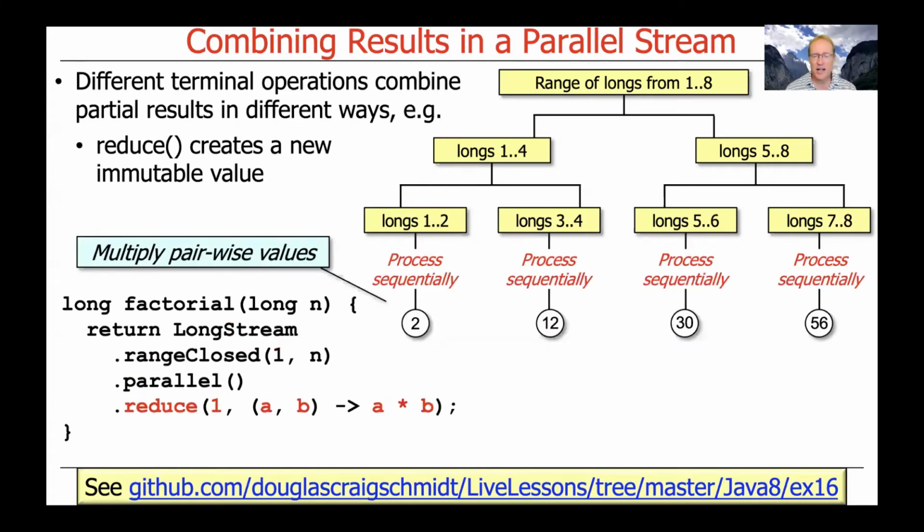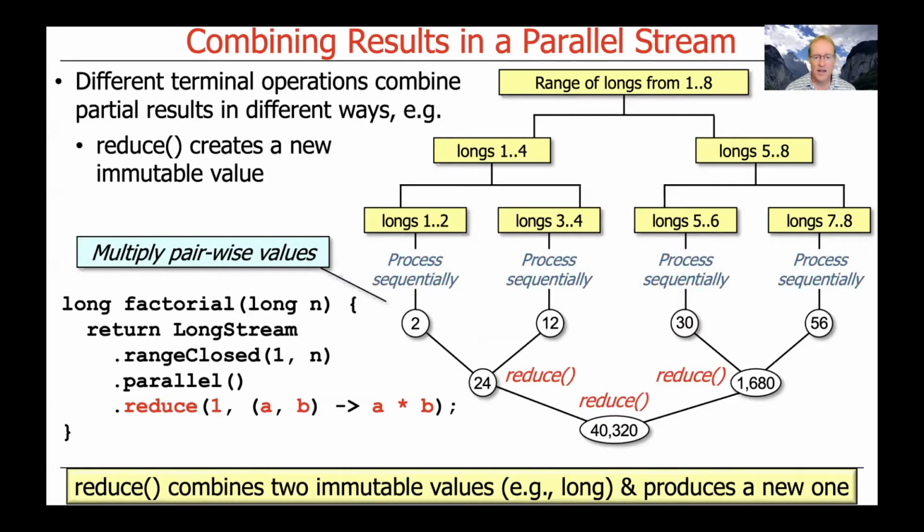So let's take a look at how this could work. We're going to end up multiplying values pairwise. We multiply 1 and 2. We multiply 3 and 4. We multiply 5 and 6. We multiply 7 and 8. And that multiplication processing takes place sequentially in different threads in the pool. And those create the sub-results you see here, 2, 12, 30, and 56.